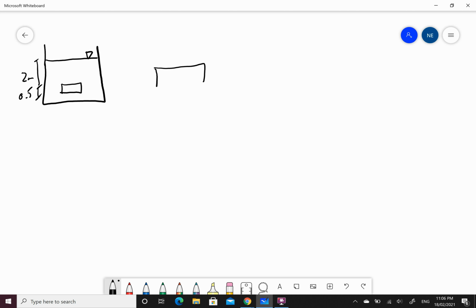Alright. So, let's start with our diagrams. Water level, we have an object sitting 2 meters, it's 0.5. Alright, and let's bring this object out. So let's just blow this up a bit and have a look as to what's going on.